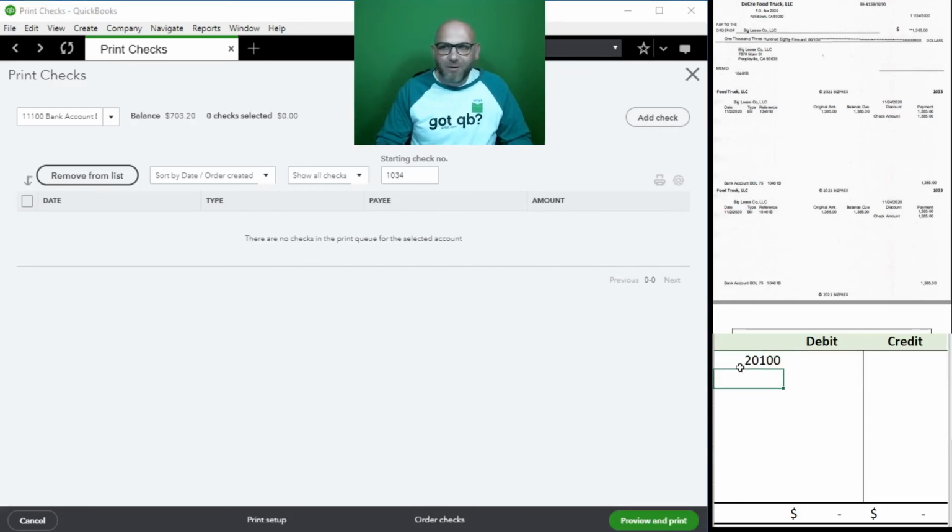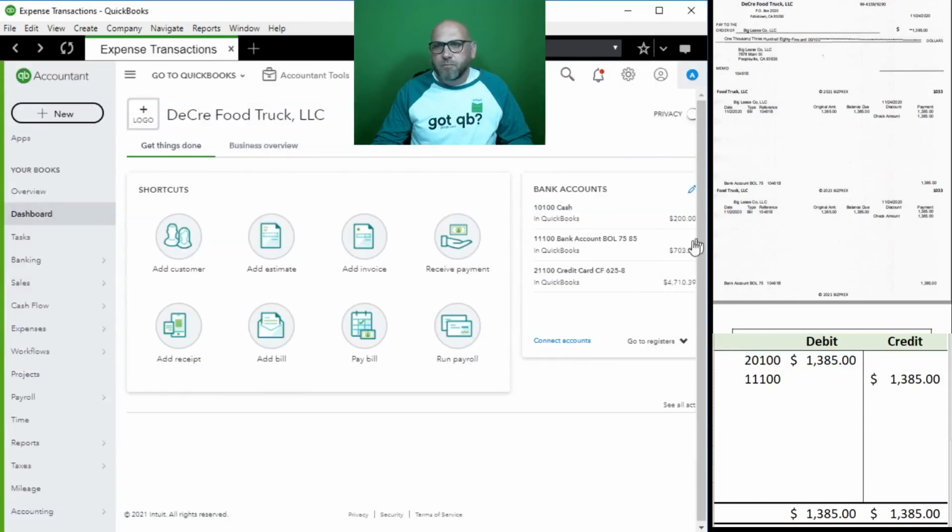Well, we know the accounts that are being impacted, right? So these are the two: accounts payable and our bank account. Bank account will have to be reduced by this amount, right? Here it is. And accounts payable will be reduced as well. So here it is, alright? Even though I already printed the check, here it is, right? We can see it right here.